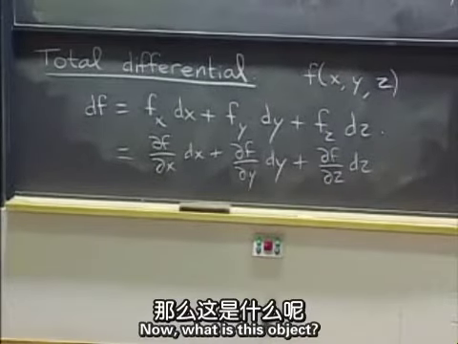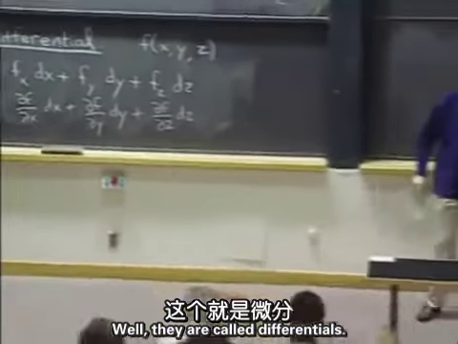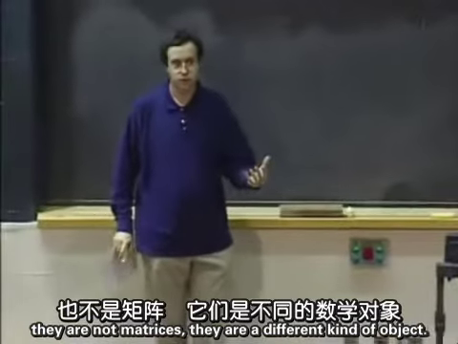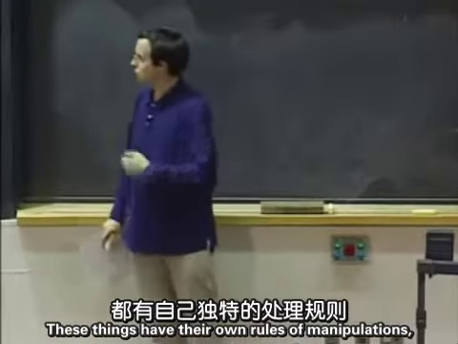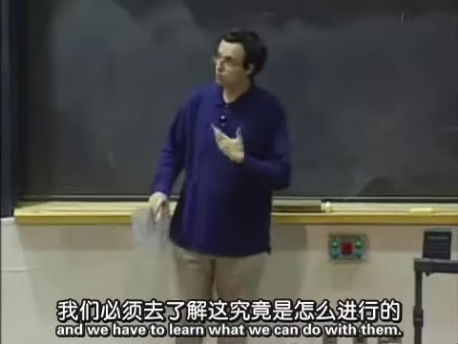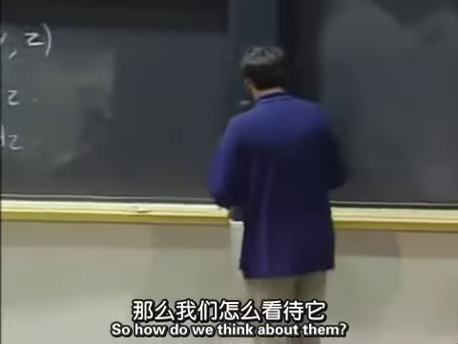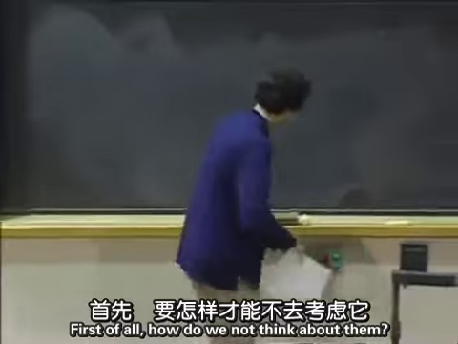Now, what is this object? What are the things on either side of this equality? Well, they're called differentials, and they are not numbers, they're not vectors, they're not matrices. They're a different kind of object. So these things have their own rules of manipulation, and we have to learn what we can do with them. So how do we think about them? So first of all, how do we not think about them?